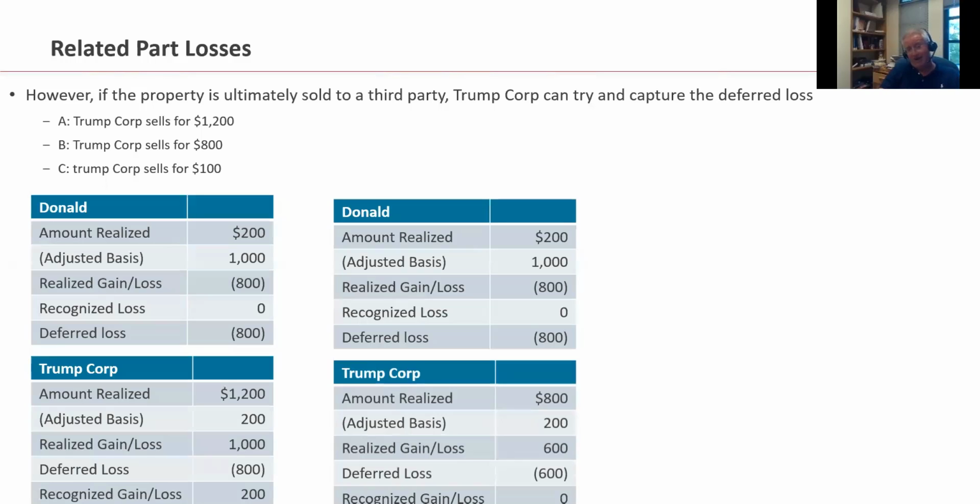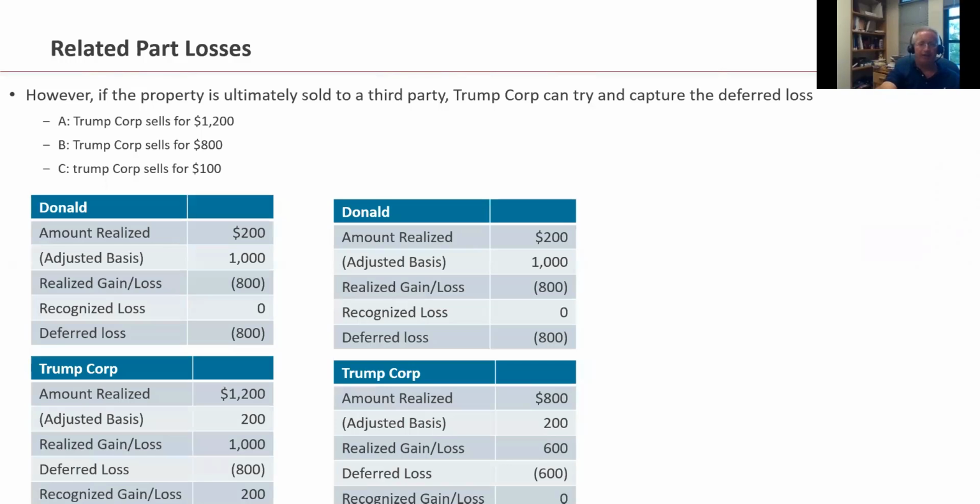They can only capture 600 of his deferred loss. As a result, they don't have any recognized gain or loss. But what happens to the other 200? There's another $200 loss that was deferred that didn't get recognized. Well, it evaporates. There's no carry forward on it. It's simply gone. That's the risk of selling something to a related party. The risk is if it's at a loss, that loss may just simply evaporate on you.